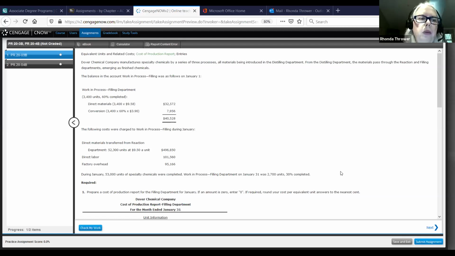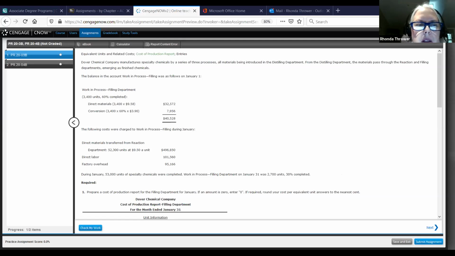Okay, you should be able to see problem 20-3B now. And what we're going to be doing today is a cost of production report. A cost of production report would be prepared by managers, for each department in our company.